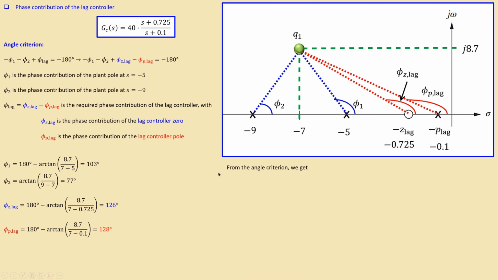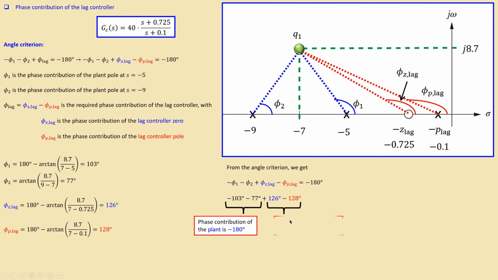So let's look at it in more detail for the angle criterion. Again, minus phi1, minus phi2, plus phi z of lag, minus phi p of lag, which is the pole, and that must of course be minus 180 degrees. But if I just substitute the values, the first two terms are already minus 180 degrees. So the phase contribution of the plant is already minus 180 degrees. So this must be, in theory, exactly 0, such that this condition is valid. But if I look at this one, this is the phase contribution of the lag only, and it's just -2 degrees. So it is still very close to minus 180 degrees.